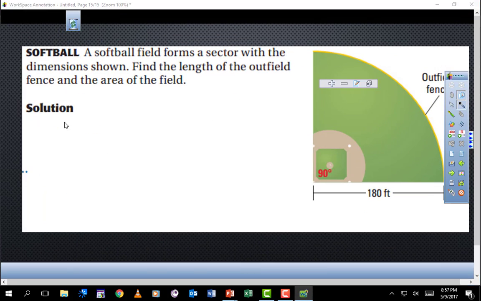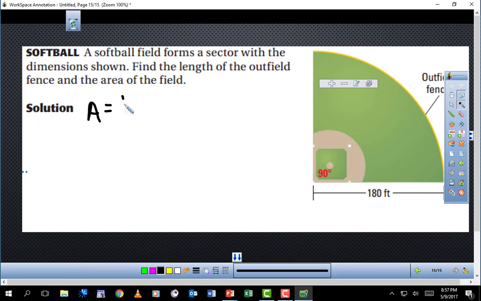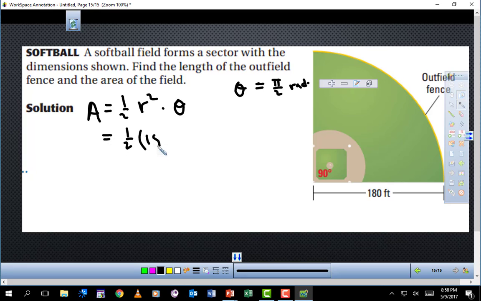So if we're doing the area now, area is equal to 1/2 r squared times theta. Well, we already know that theta is equal to pi halves radians. So in this case, we're going to get 1/2 times the radius, which is 180 feet. We're going to square that now, and then multiply it by pi halves. And so then now you just put this in your calculator and see what you get.